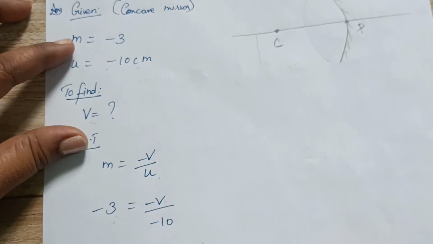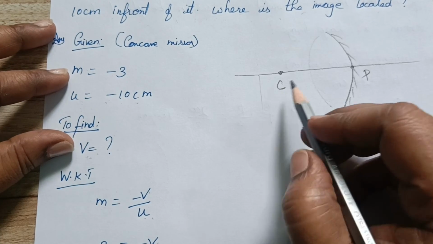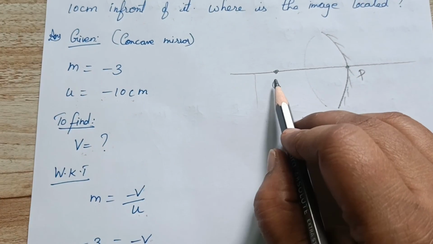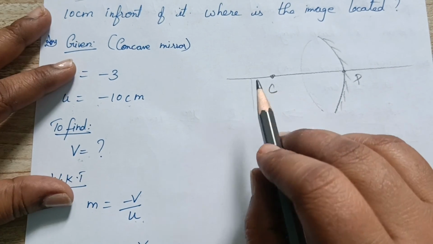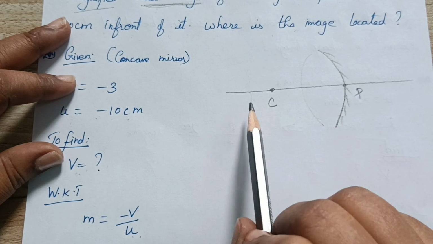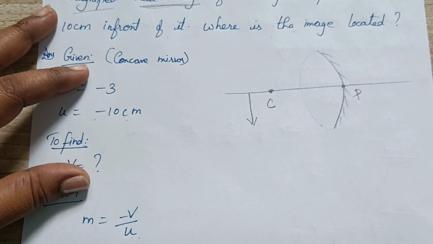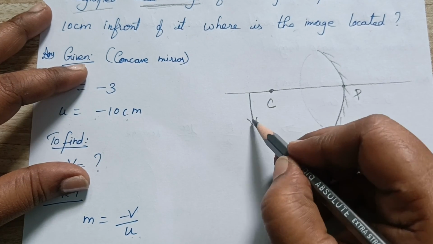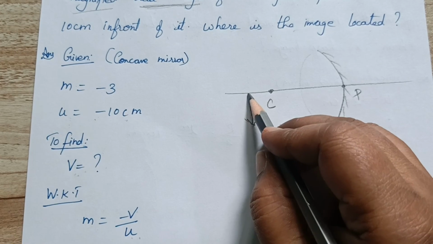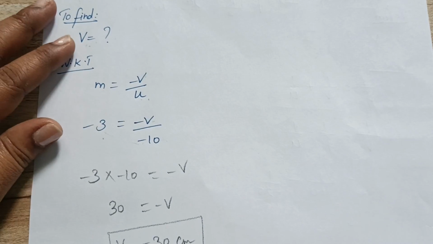Minus 30 centimeter implies it is on the negative side of the x-axis. You know that when they say real image, it will be formed in front of the mirror, somewhere like this. So this is your real inverted image, on the negative side of the x-axis. So you got minus 30. Clear in this?